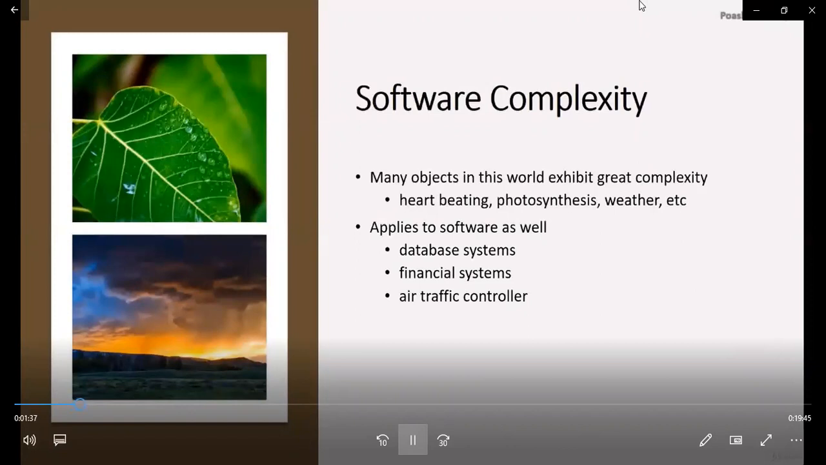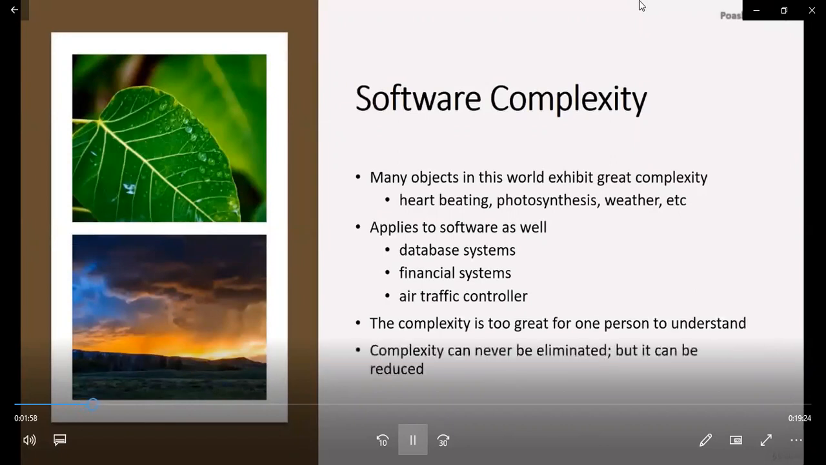Imagine a database system that has to maintain the integrity of thousands of records, or a financial system that has to process millions of transactions in a minute. Or what about an air traffic controller that has to manage many different planes that have to take off or land at an airport? It so happens that this complexity is too great for one person to understand, and it is very difficult to completely eliminate the complexity from the software. But what we can do is try to reduce it.